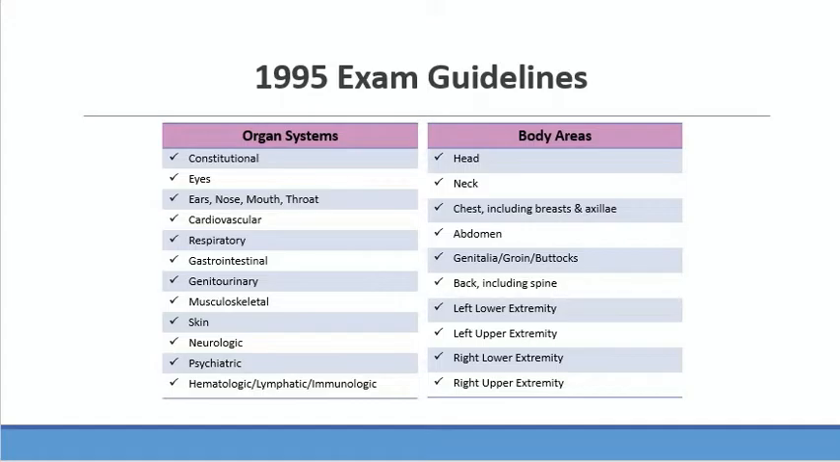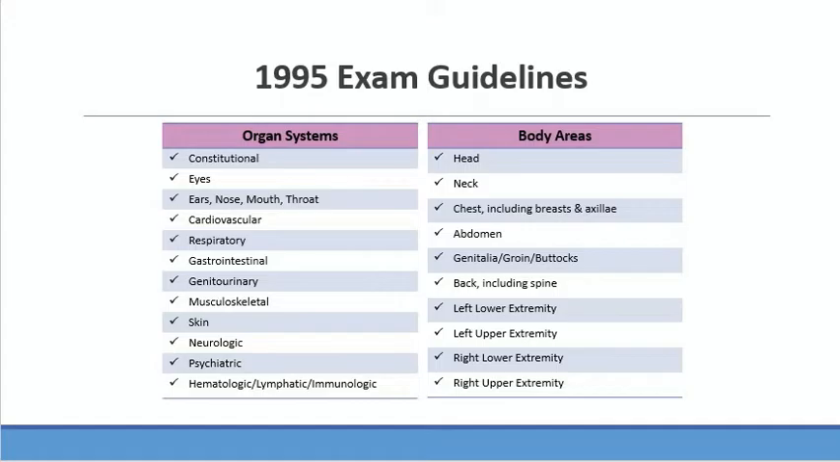The body areas are listed as head, neck, chest, which includes the breasts, abdomen, genitalia, including the buttocks, back, which includes the spine, left lower and left upper extremities, and right lower and right upper extremities.